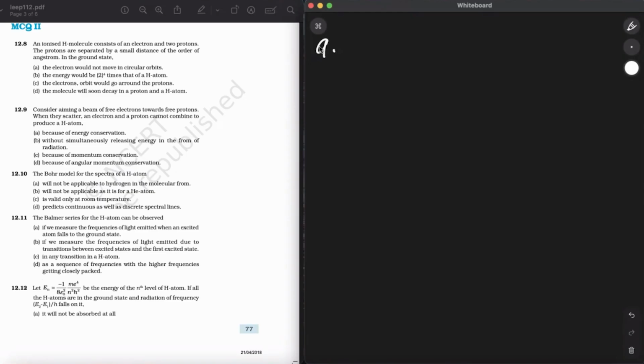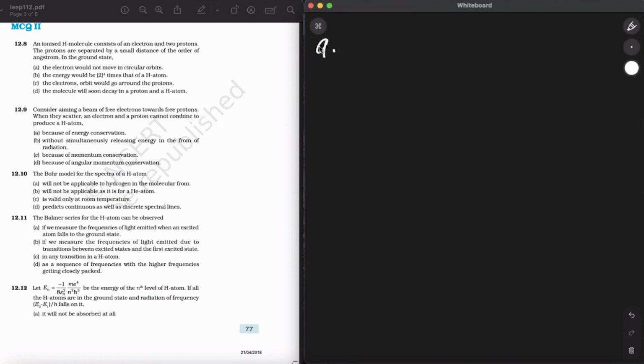Energy conservation, obviously true. So option A is correct first of all. Because when a beam of free electrons is aimed, the electrons scatter on account of energy conservation. To make an H atom, they have to be provided with some energy equal to or greater than the binding energy, because the electron and proton are getting bound together in this case.